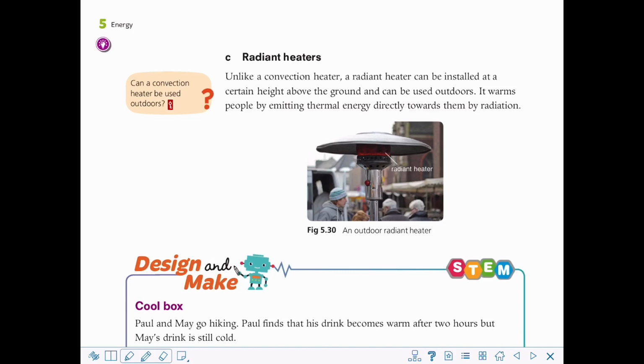Have a look at this question. Can a convection heater be used outdoors? The answer is no. A convection heater warms a room because the warm air is trapped inside the room. When the heater is used outdoors, the warm air rises and leaves.